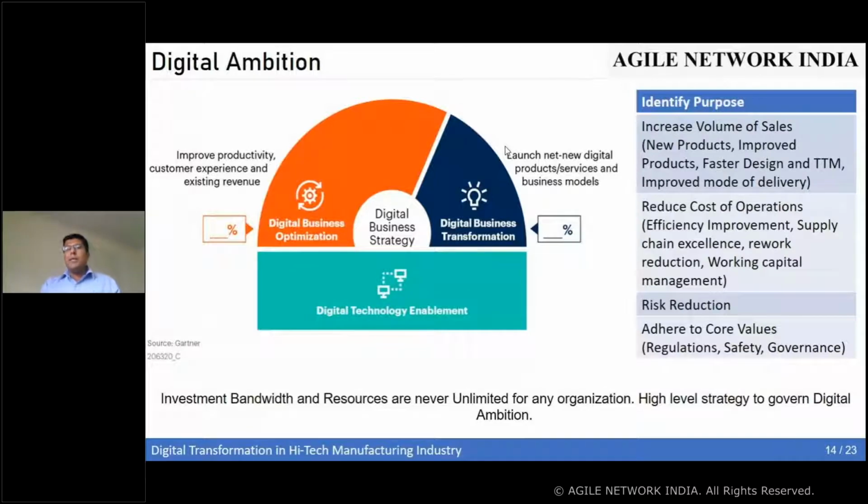There are two basic goals of this transformation. One is business process optimization. What do you mean by business process optimization? You are trying to do something with less. You are trying to save your cost by improving probably productivity, customer experience, etc. From existing revenue, you are trying to save some bucks. The second type of transformation is business transformation, right? You are launching new products and services in the market.